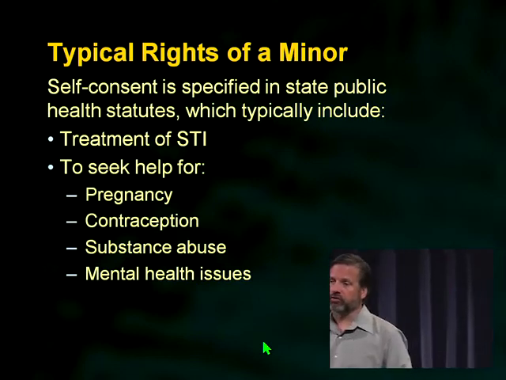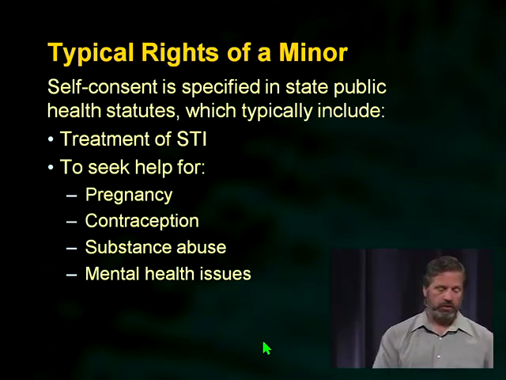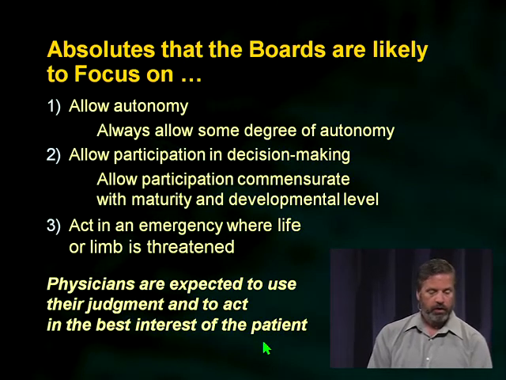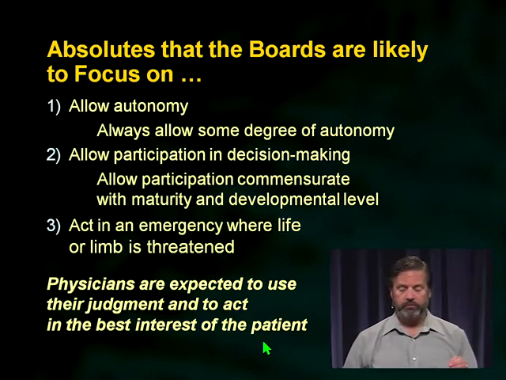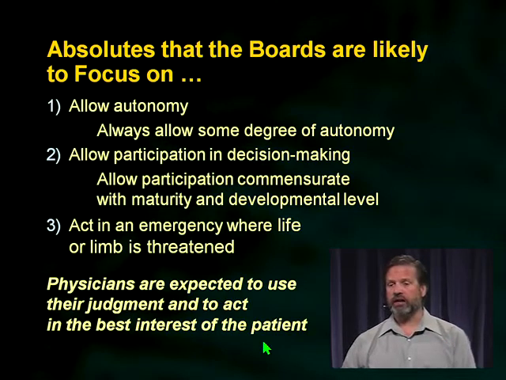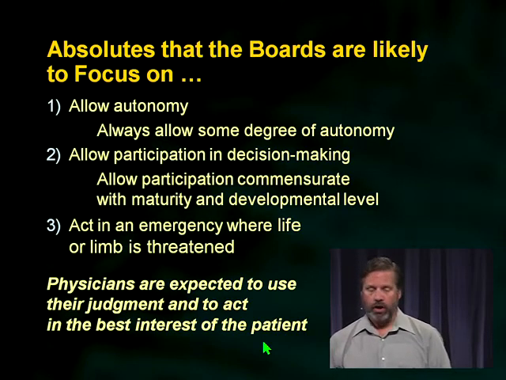All of this generally is controlled by state statute, and so you need to be familiar with what the rules are in your state. But the absolutes that the boards are likely to focus on are that you need to allow for autonomy to some degree that's commensurate with the patient's developmental ability. You need to make sure the adolescent is participating in the decision-making, even if the parents need to be involved. The adolescent needs to participate in that decision, and you as the physician are always allowed to act in an emergency where life or limb is threatened. So you're always able to act regardless of parental consent or not if life or limb is threatened. So you're always expected to act in the best interest of the patient.